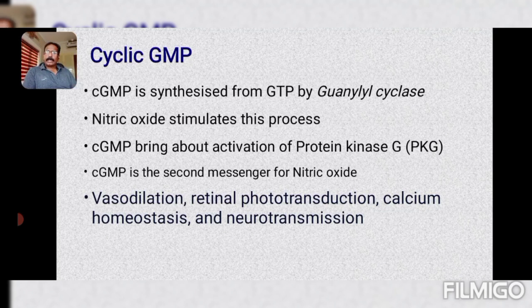Cyclic GMP activates another enzyme, namely protein kinase G or PKG. Now, this protein kinase G phosphorylates a number of biologically important molecules, which results in regulation of smooth muscle relaxation, platelet function, sperm metabolism, cell division, and nucleic acid synthesis, things like that. So effectively, cyclic GMP brings about all these physiological functions also, like vasodilation, retinal phototransduction, calcium homeostasis, neurotransmitters. All these are under the control of cyclic GMP as a second messenger.